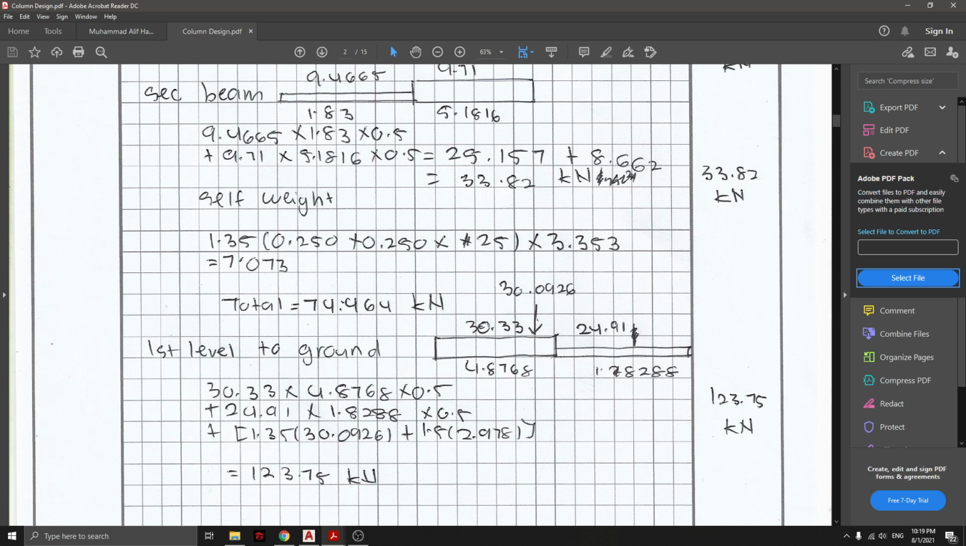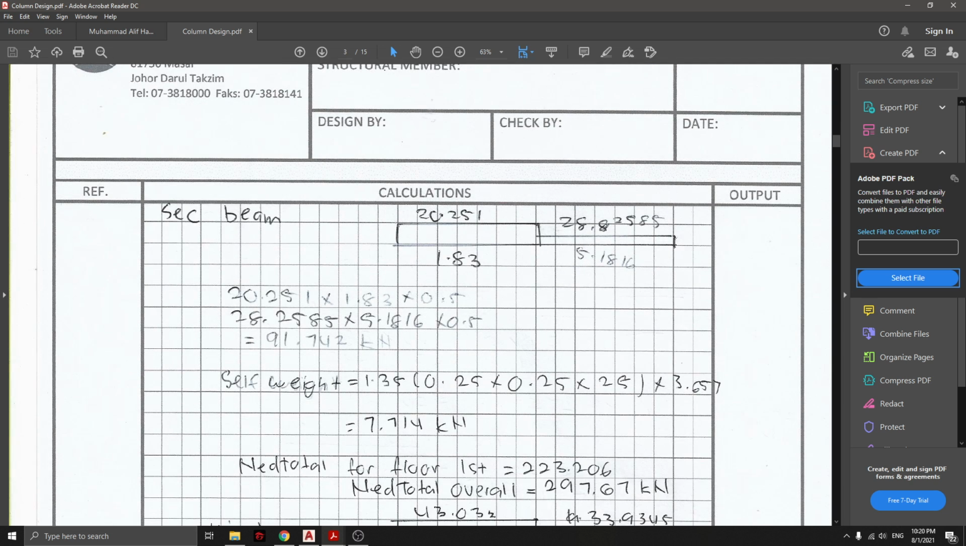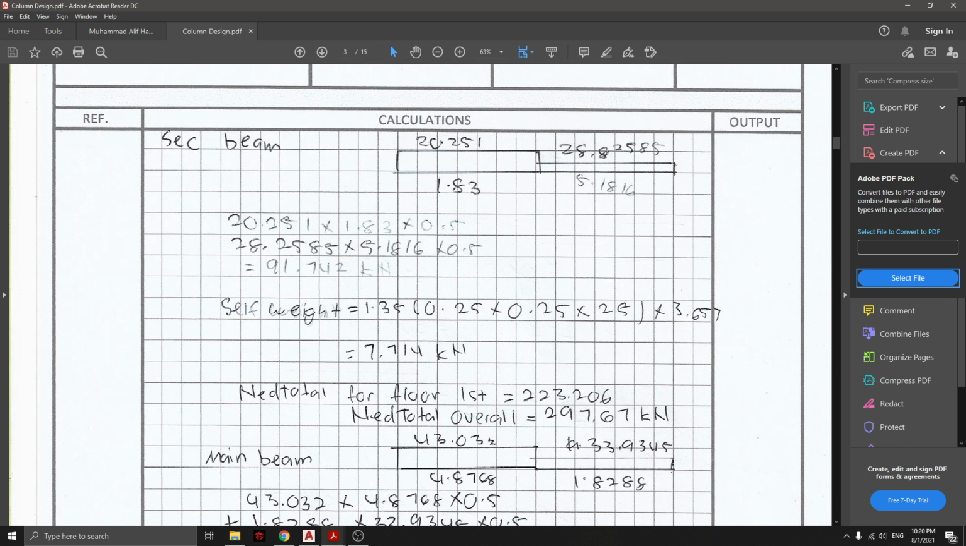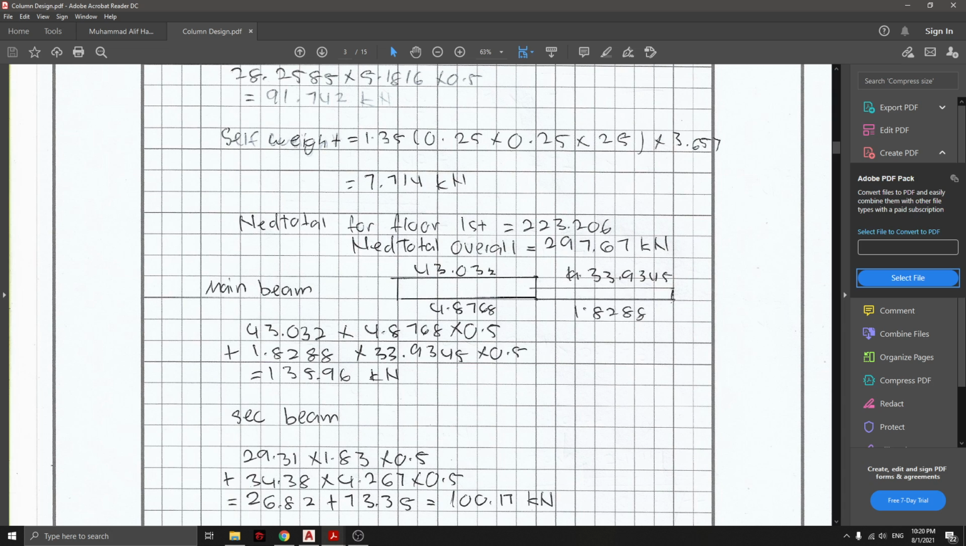Then first level to ground, I got 123.75 for main beam. And then secondary beam I got 91.742 kilonewton. We total up for the first floor is 223.206 and total up of overall is 297.67 kilonewton.